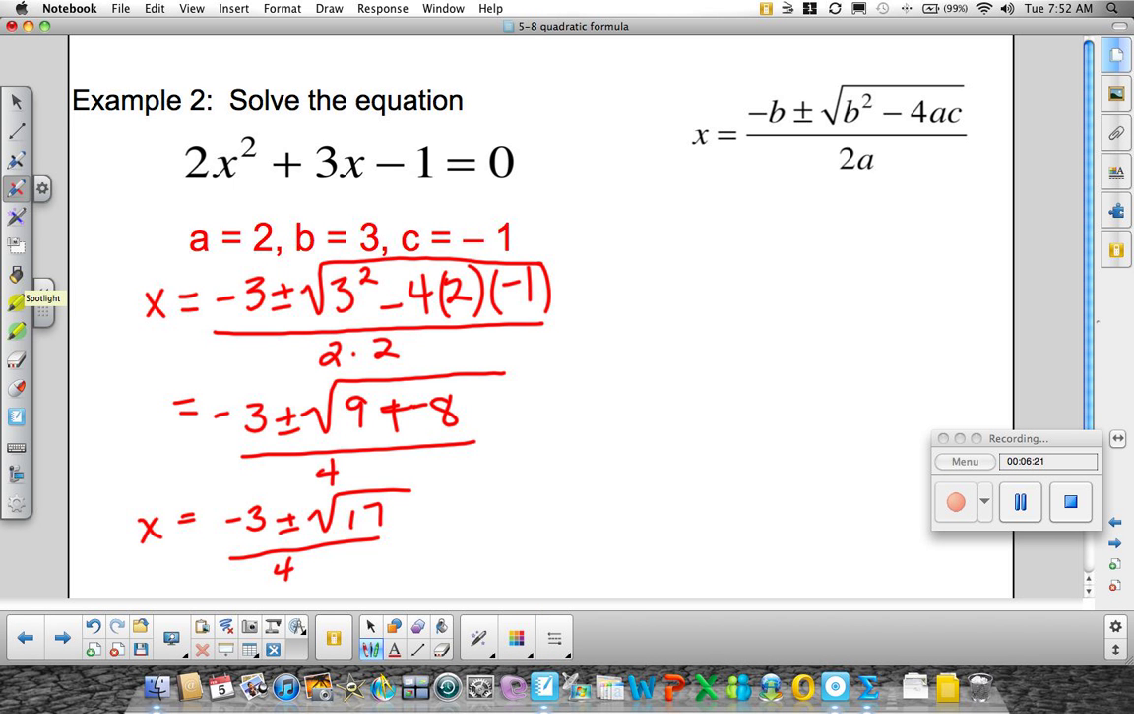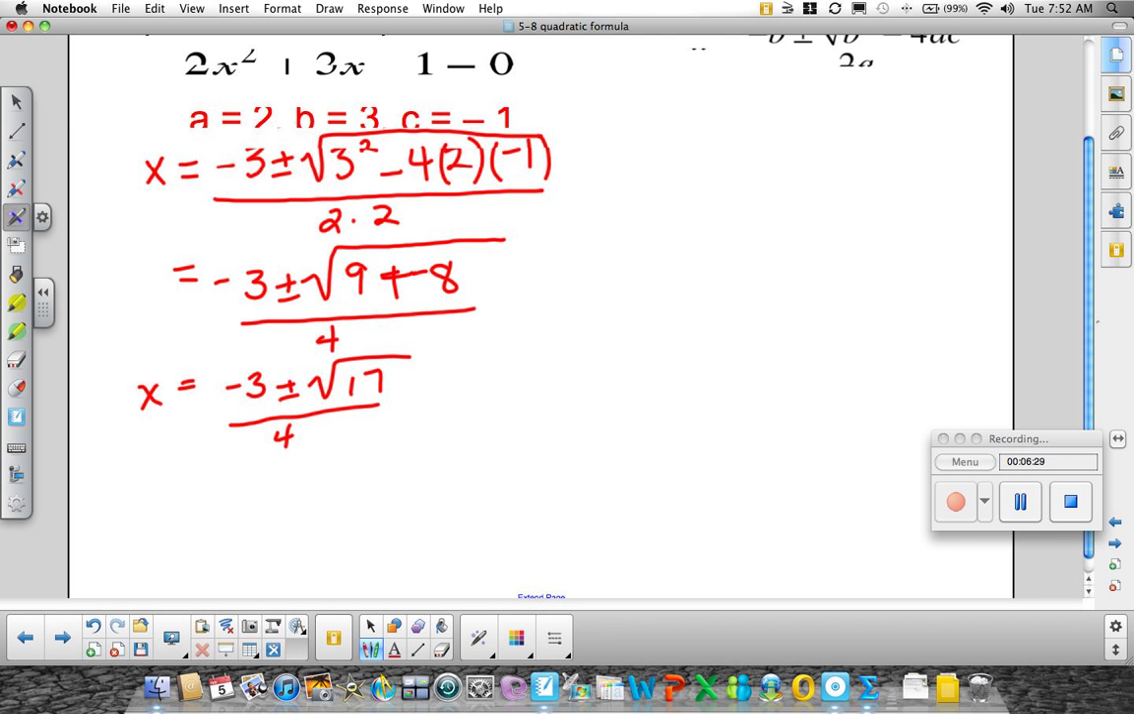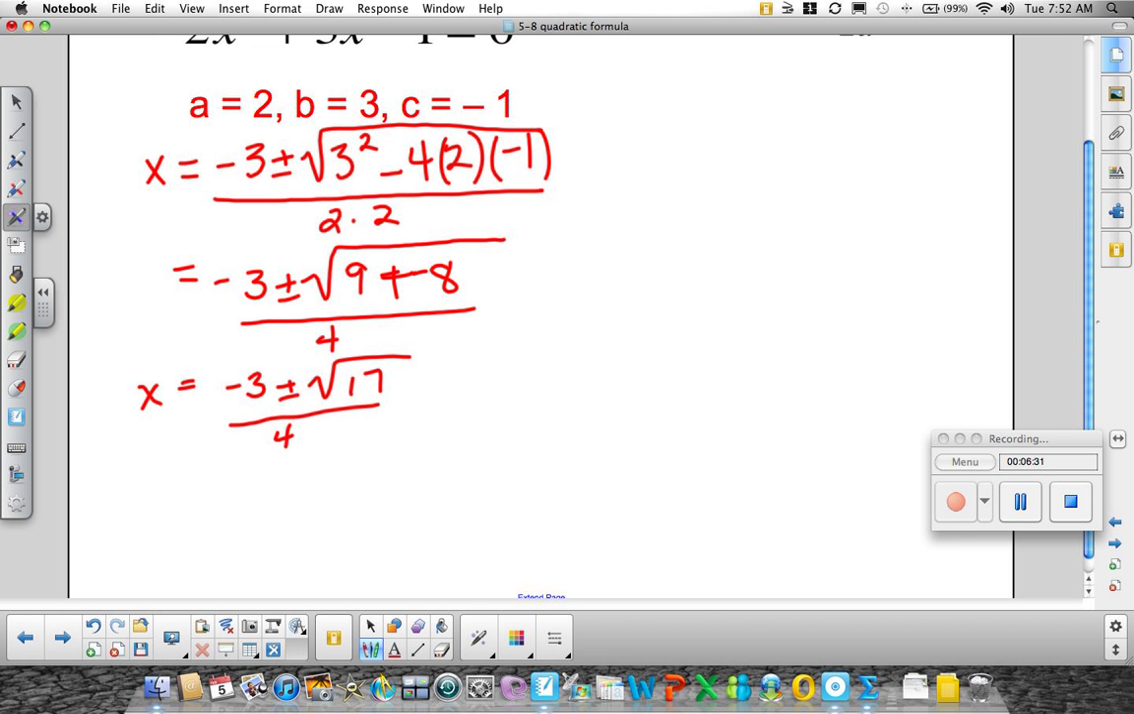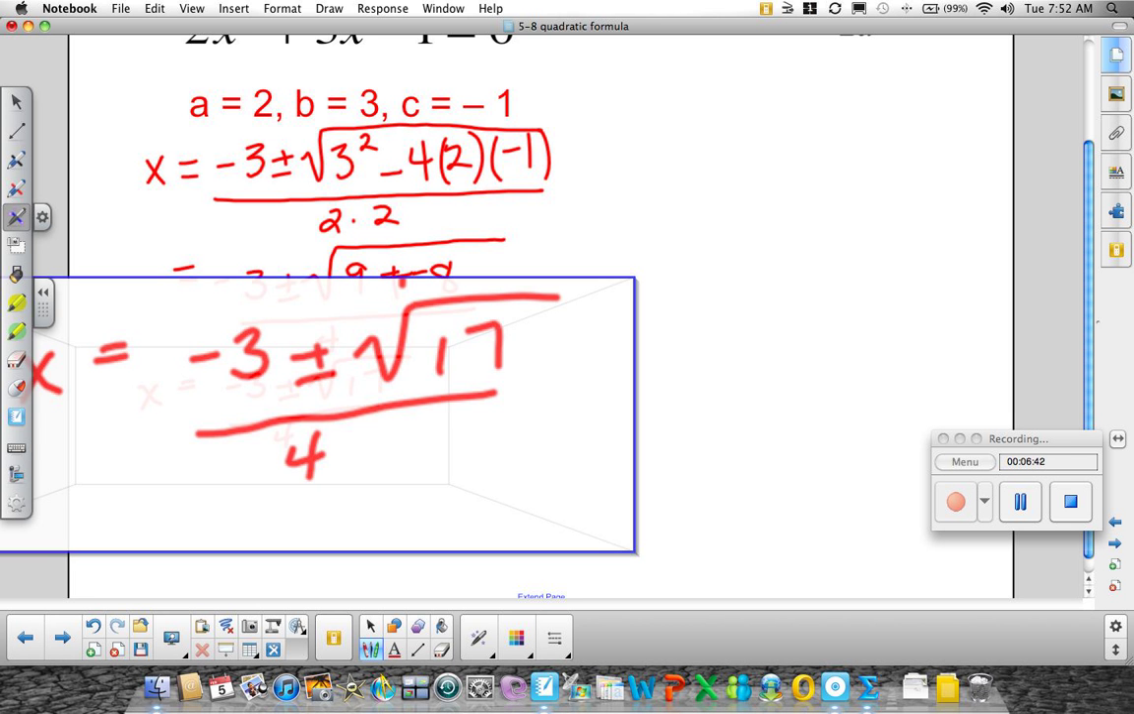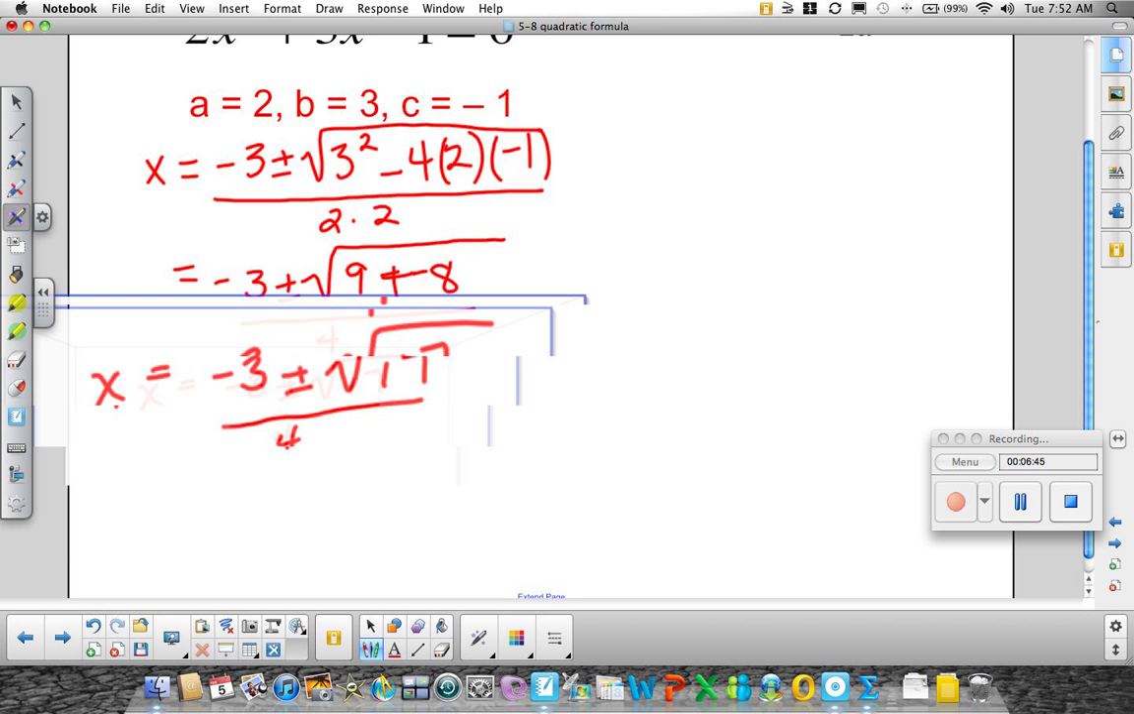Now at this point, we want to check the number that's under the root, but here 17 is prime, so we really can't simplify it. So there's not really much else that we can do here. We can check to see if -3 is divisible by 4 and root 17 is divisible by 4, but they're not. So really, this is our not so nice, irrational answer.